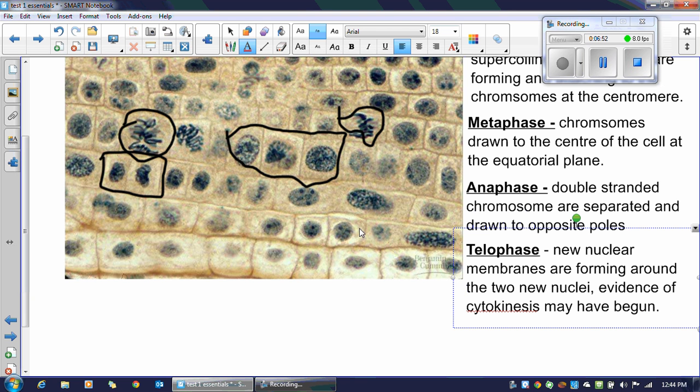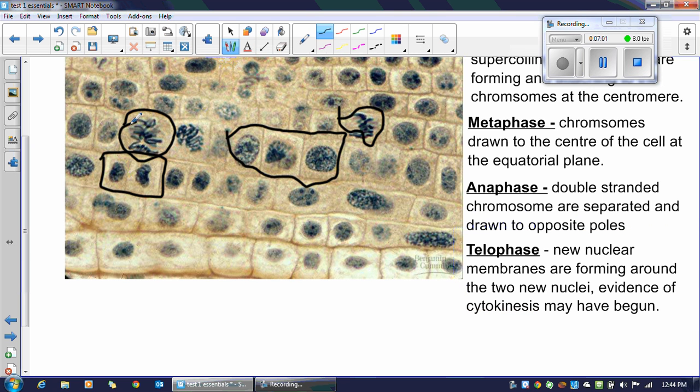Now, be careful, because remember, this is an onion root tip, so we've got a plant cell here, and you can see the evidence there of that new cell plate. If this were an animal cell, then you would see this kind of furrowing in, like the hourglass. That's not happening in a plant cell because the cell walls are cellulose. They don't blend in like that. Instead, what we have, and I'll erase that so you can see it a little better, is that nice little cell plate forming across the middle. That is clear evidence that cytokinesis has begun.